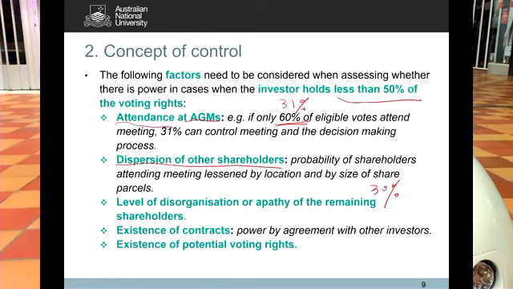Why do we care about the judgment of the control? Because the control will matter for us to determine whether this is a business combination. If you obtain control, you need to prepare the consolidated financial statements.